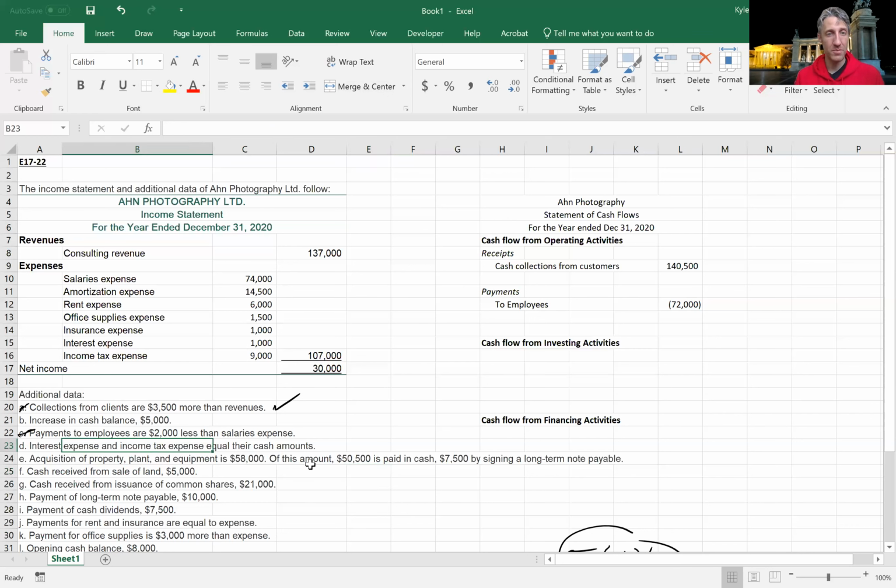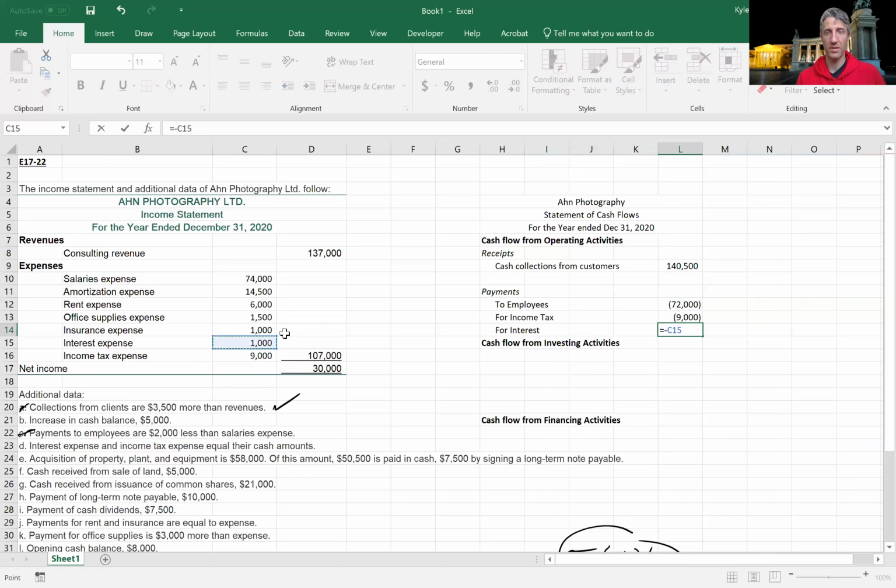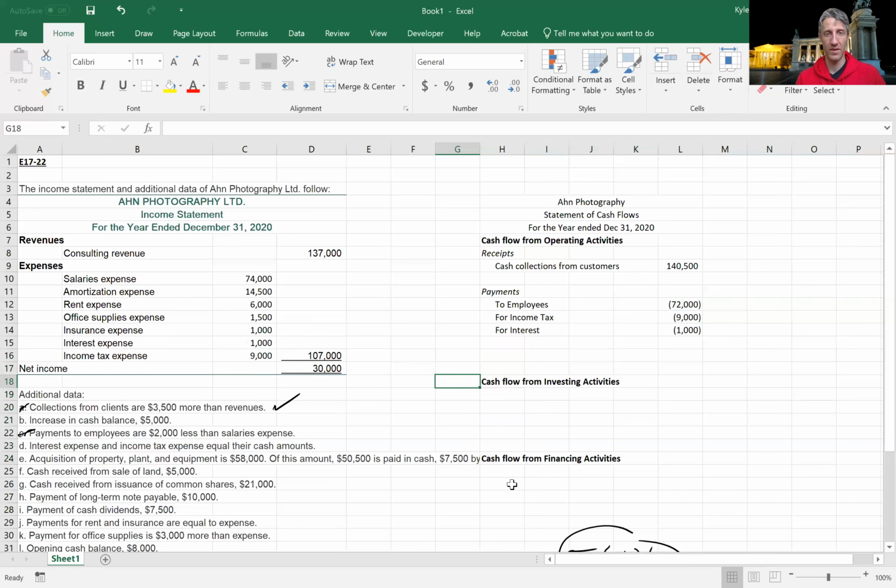Interest and income tax expense equal their cash amounts. Okay, so payments for income tax is going to be easy for us. It's going to exactly equal the expense on the income statement. And for, what was it, insurance? Interest. And interest was 1,000, okay, and I didn't structure my template to give me enough space, so I'm going to shift that down.